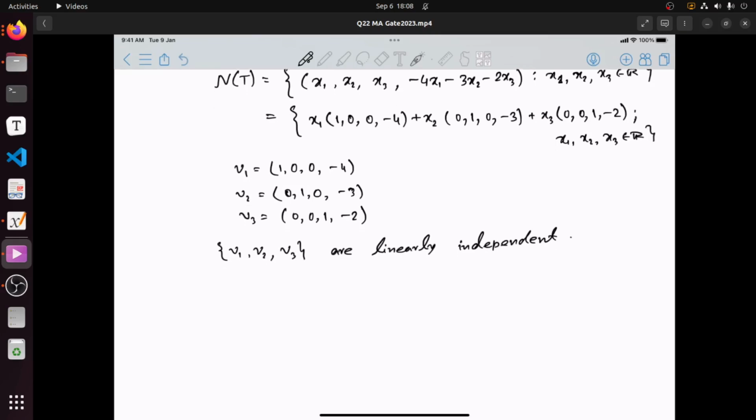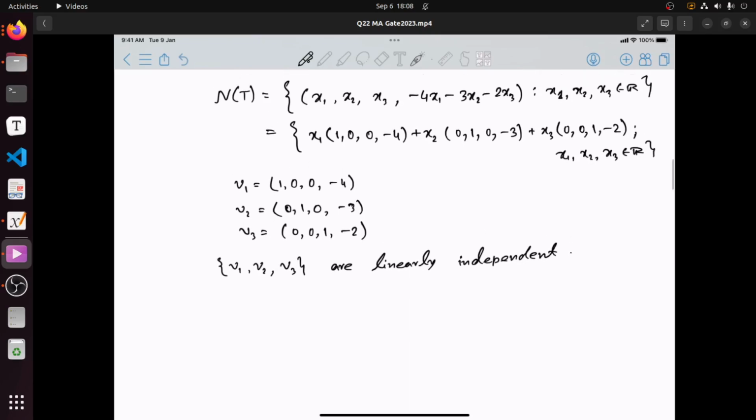So one can easily check that these are linearly independent, and they belong to the null space of T, right? Because the null space of T is basically the linear combination of these three vectors. So they generate this null space. So the null space of T is basically the span of v1, v2, v3, and the null space has dimension 3.